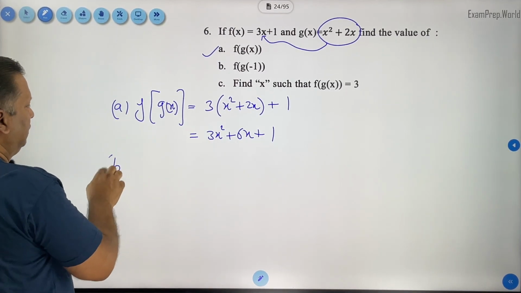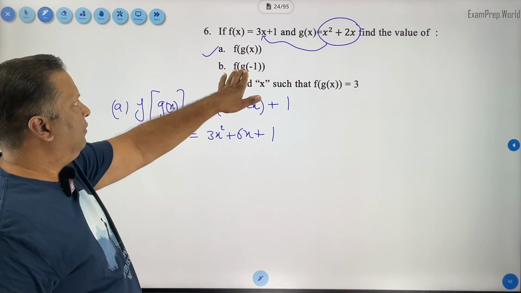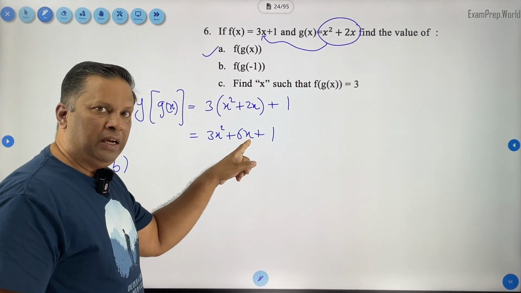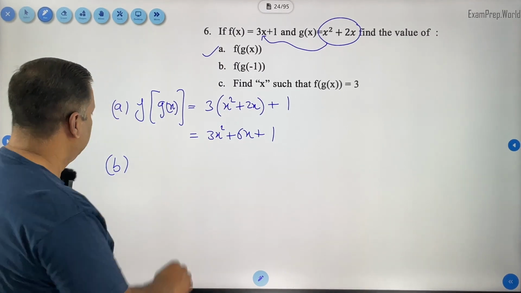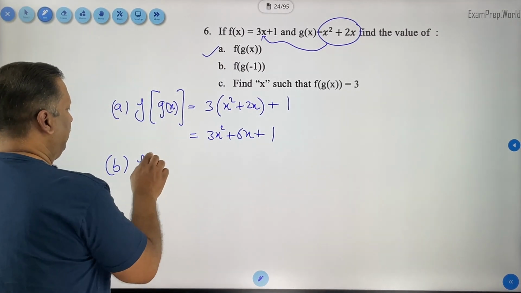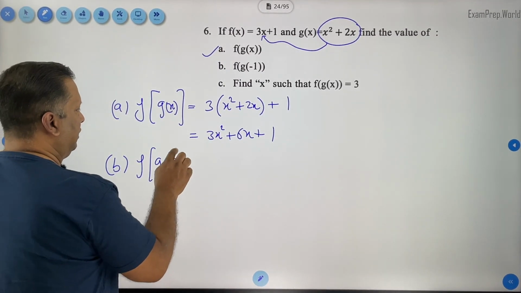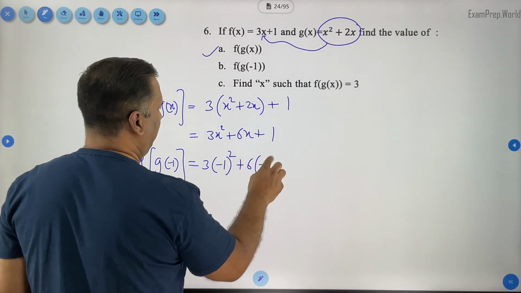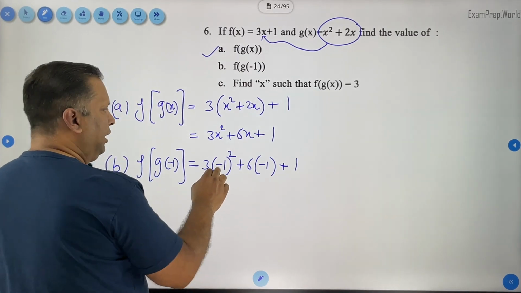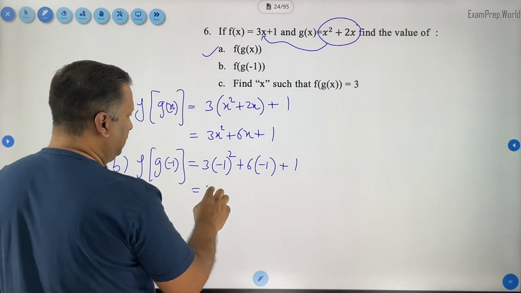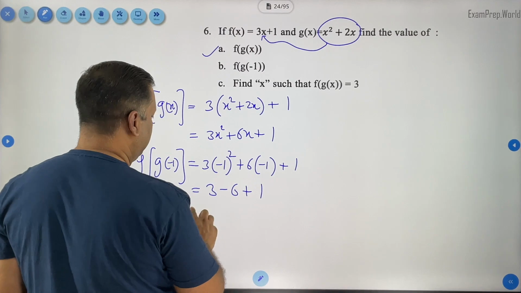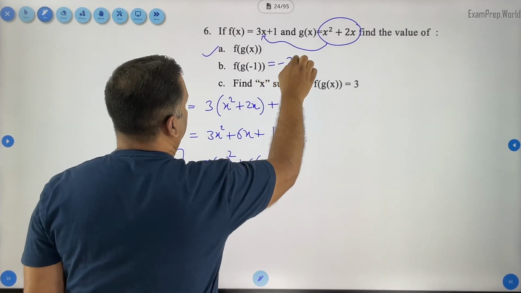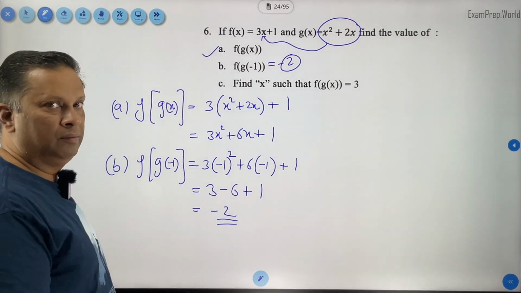Now B, they are asking the same thing, f of g, but we have to put negative 1 in the function. So wherever x is there, I will put negative 1. I should get the answer. So f of g of negative 1 will be 3 times negative 1 whole square plus 6 times negative 1 plus 1. Negative 1 whole square is positive 1. Positive 1 into 3 is 3, minus 6, plus 1. Negative 3 plus 1 is negative 2. So the answer for this one is negative 2. Okay. Understood, right?